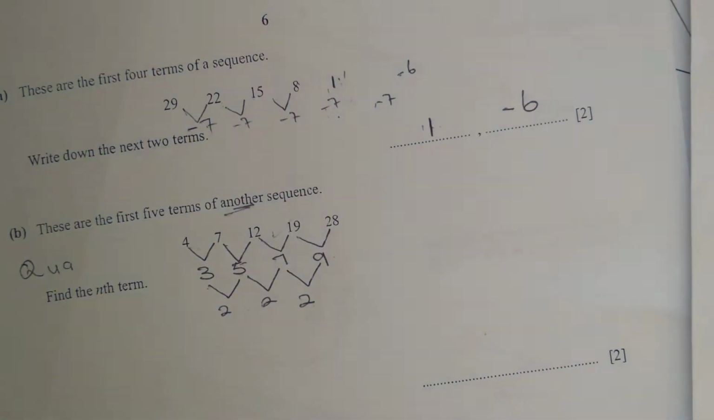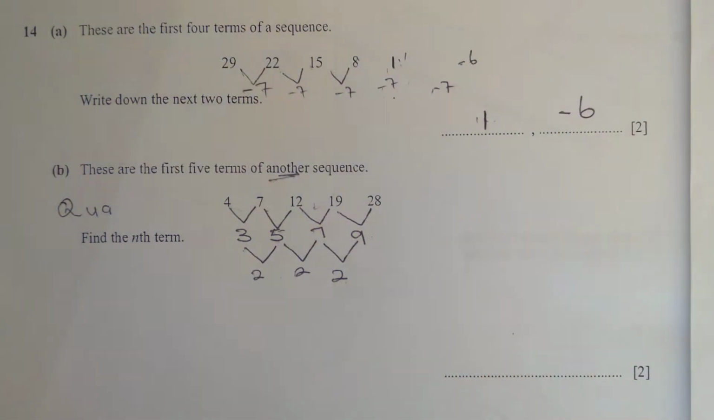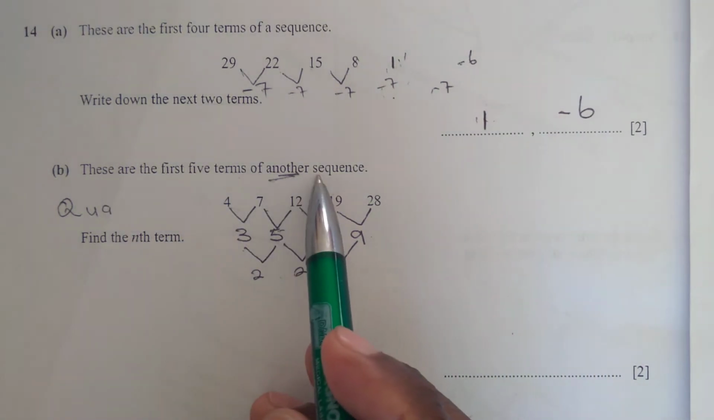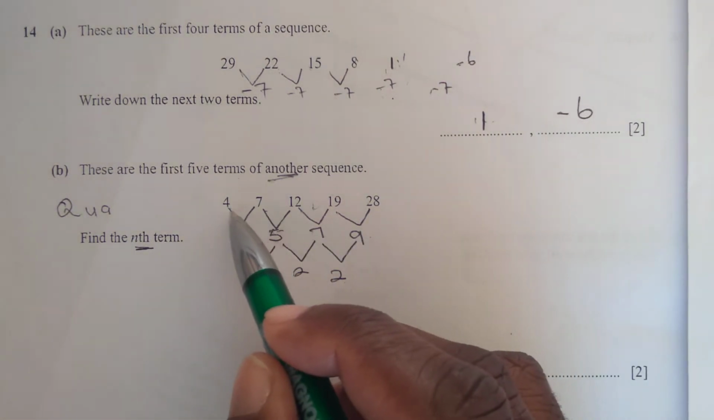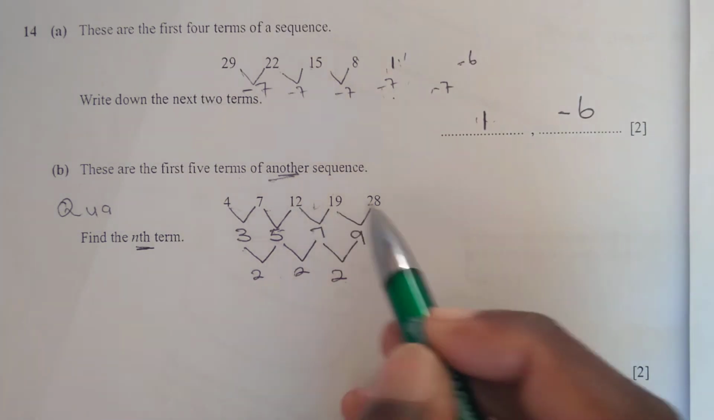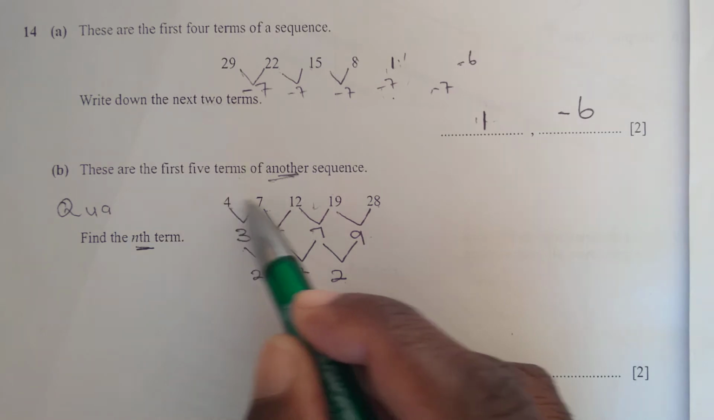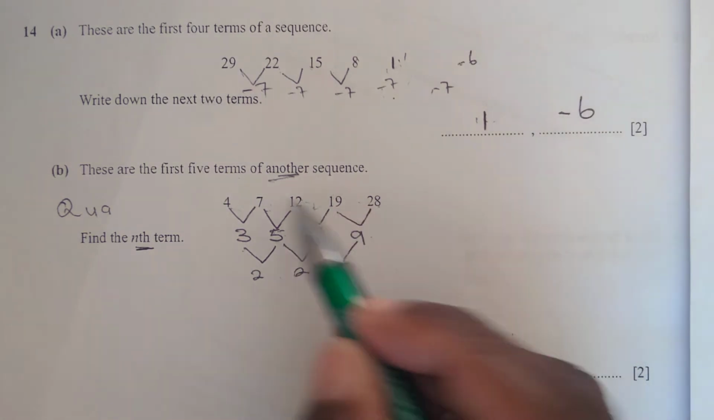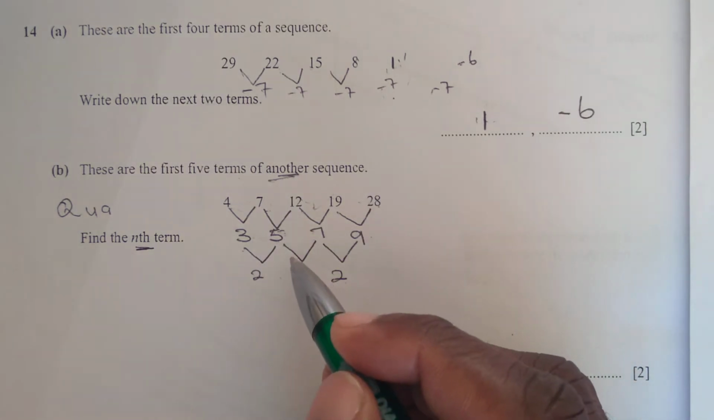Moving on to the second part, it says these are the first 5 terms of another sequence. Find the nth term. So let's look at this. 4, 7, 12, 19, and 28. These numbers are increasing. There is a difference of 3, difference of 5, difference of 7, difference of 9. So 4 and 7, there's a gap of 3, there's a gap of 5, and so on and so on.